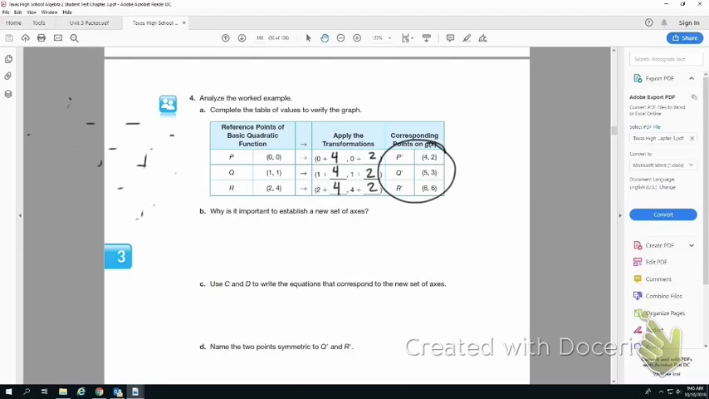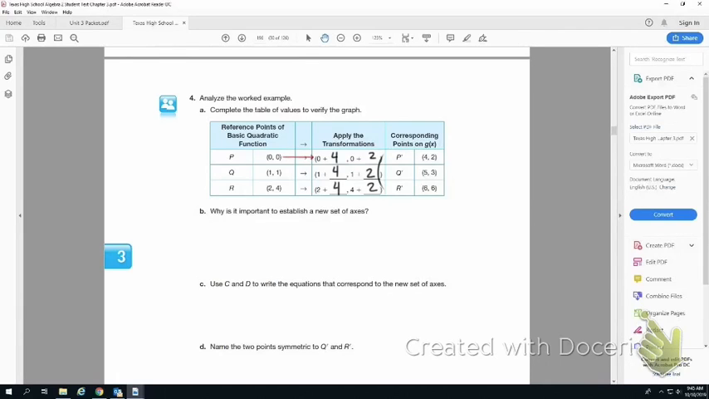So, looking at that table, where 0, 0 was my original graph, am I always going to get my vertex from the point that came from 0, 0? Yes or no? So this means yes right here, this means no. What do you think, Meredith? Yes. Okay, your new vertex is always going to come from that 0, 0 point.